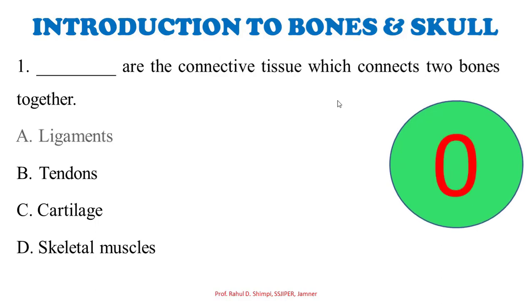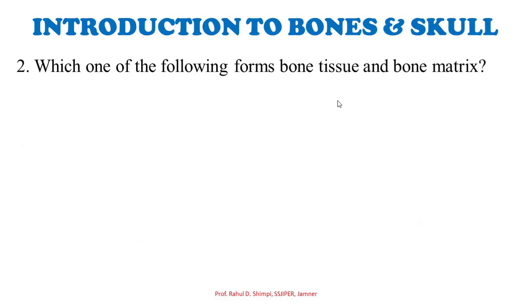So friends, the correct answer is ligaments. While you can see here, there is another option B, tendons. But tendons are also a specialized type of connective tissue, but they connect muscle to the bones. Number 2, which one of the following forms bone tissue and bone matrix?